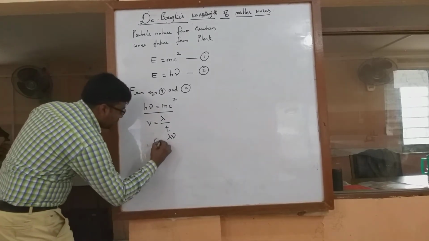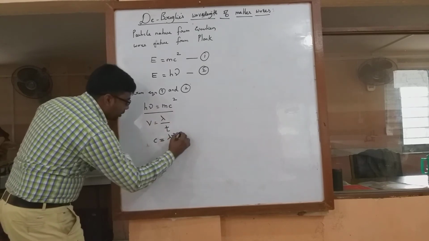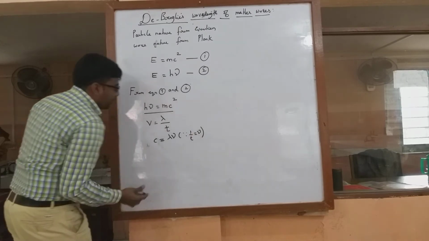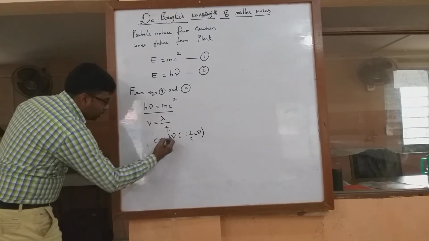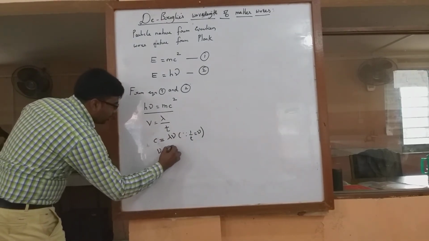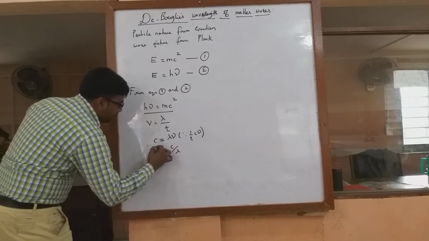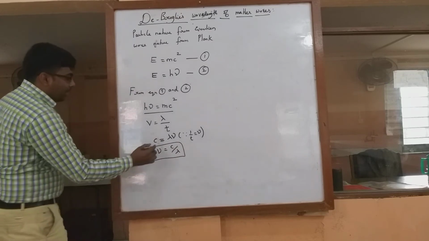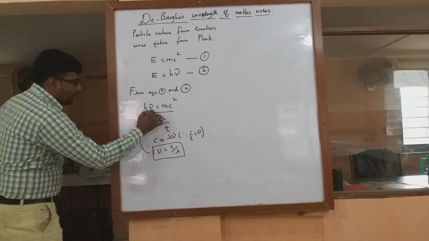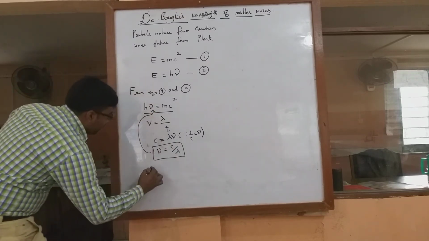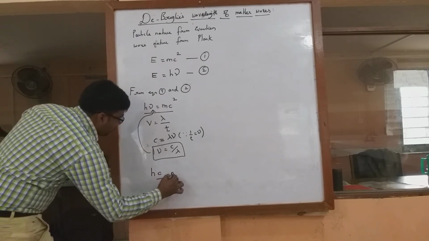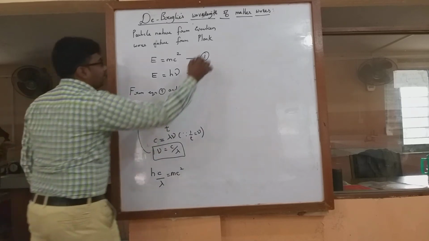This is c is equal to nu, since 1 by t is equal to nu. So in the place of 1 by t it is nu. So nu is equal to c by lambda. Nu is equal to c by lambda. So now we are going to substitute here. So it will become h c by lambda is equal to mc square.